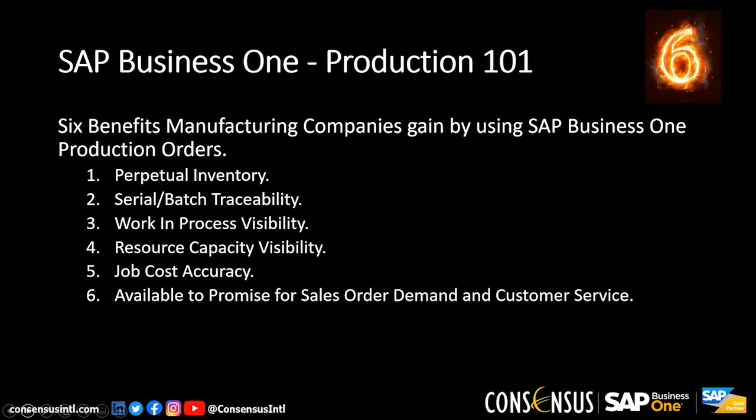So again, just to summarize those benefits, that's the perpetual inventory, batch traceability, work in process visibility, resource capacity visibility, job costs, very important, and then the available to promise benefit that sales order and customer service will have.